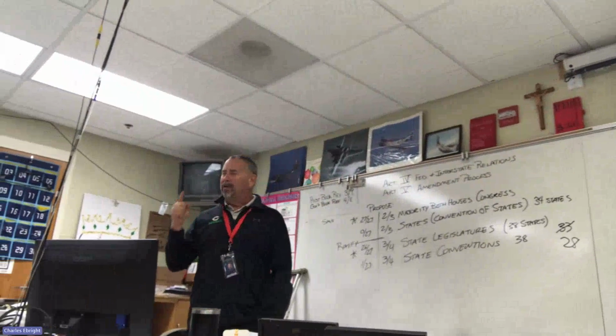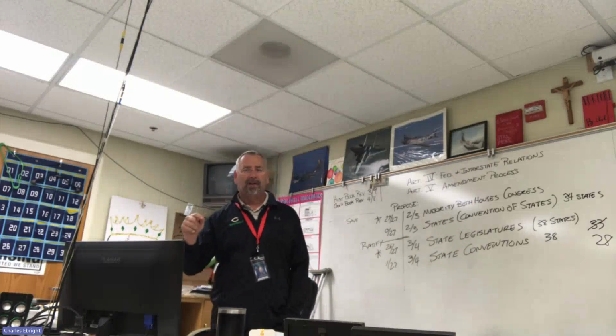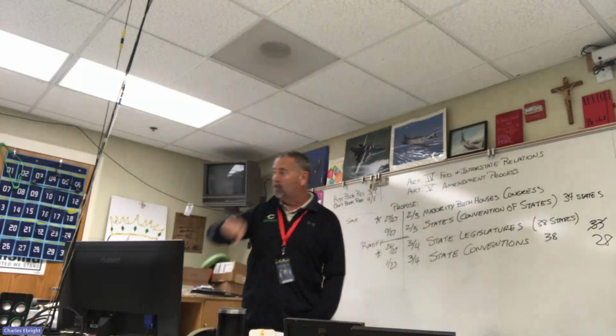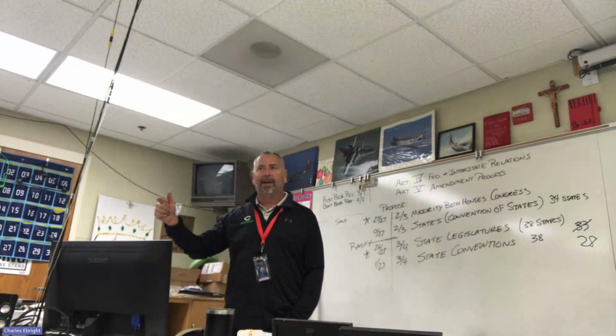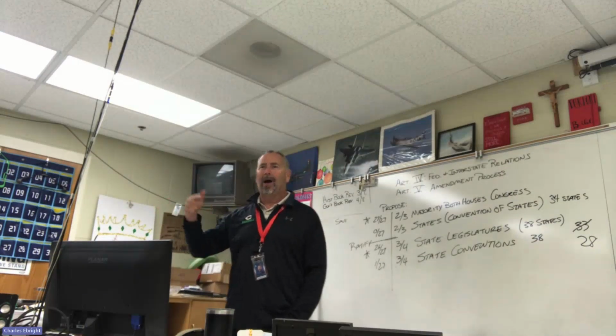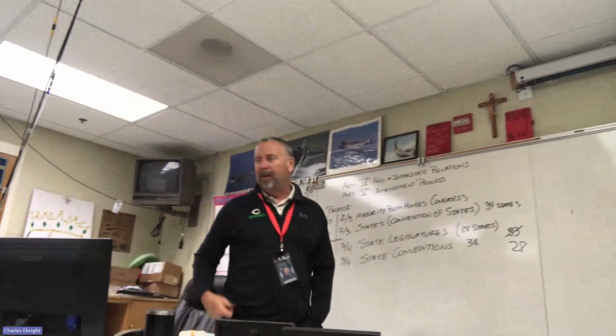Moving on to Article 5. Now, Article 5 is very simple. They said, you know what we ought to do in this new Constitution? We ought to put in a way to change it without having to start over from scratch. And, you know, they did make that promise about putting a Bill of Rights in it. So we're going to need a process to do that. So they put in Article 5 of the Constitution, the amendment process.